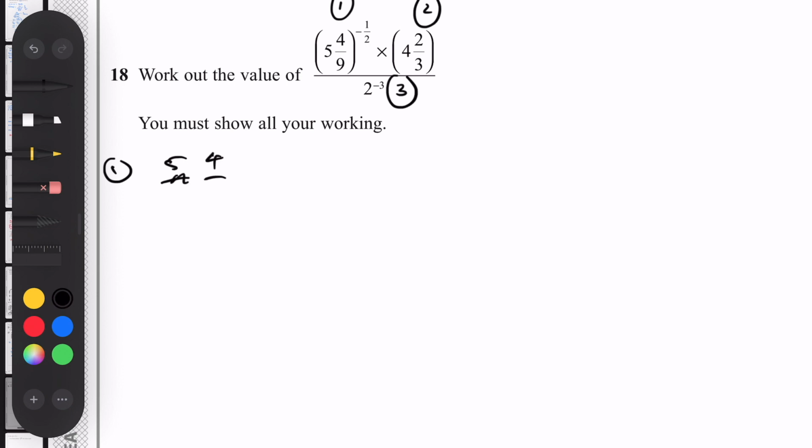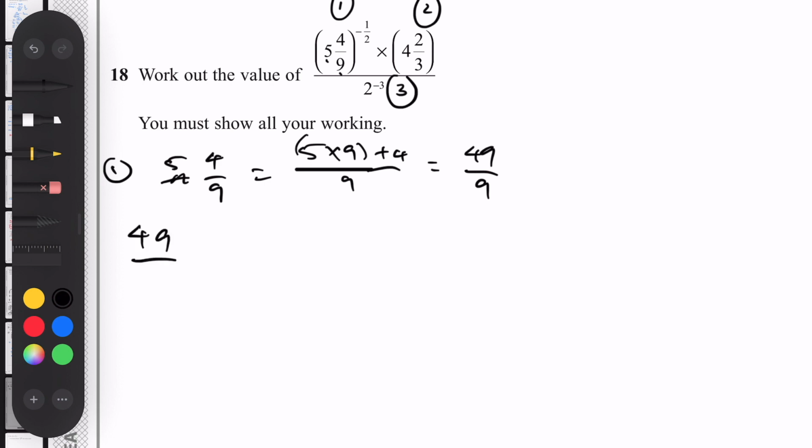5 and 4 ninths, so we're going to put it as a top-heavy fraction. We go 5 times 9, so you do the front number times the denominator on the top, and then you're going to have to add the additional 4, all divided by 9. 5 times 9 is 45, add the 4, so that's 49 over 9, and then 49 over 9 to the power of minus a half.